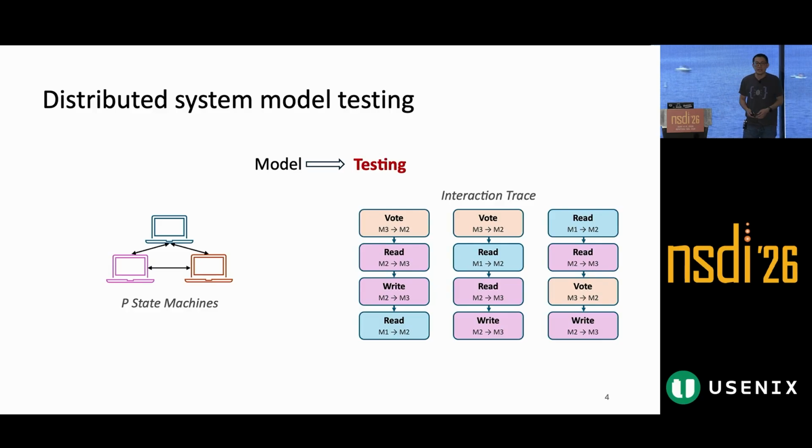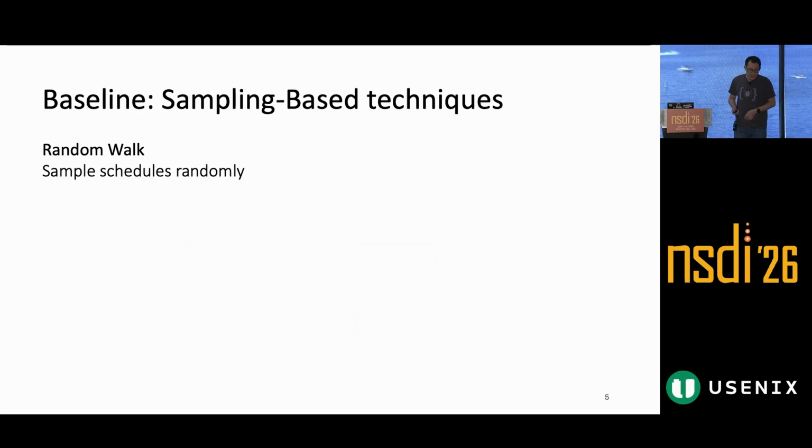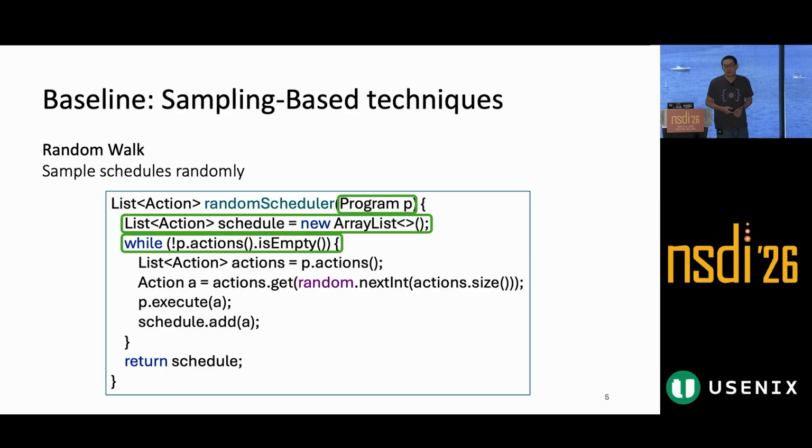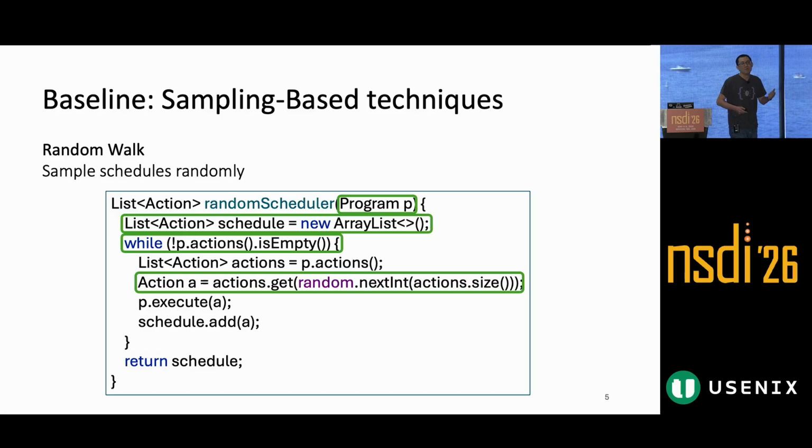How do we find those schedules? Traditionally, developers rely on random sampling. Let's start with random walk. The algorithm is very easy, so I can show the entire algorithm in a single slide. You start with a program, and the algorithm will produce a list of schedules. At each step, as long as the program is still running, you take one runnable action randomly, you execute it, you add it to the schedule, and you repeat until the program finishes. This is how random walk works.